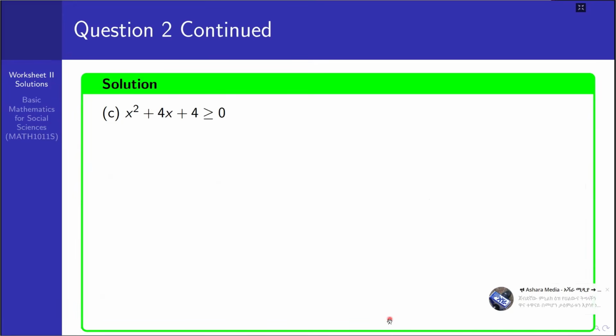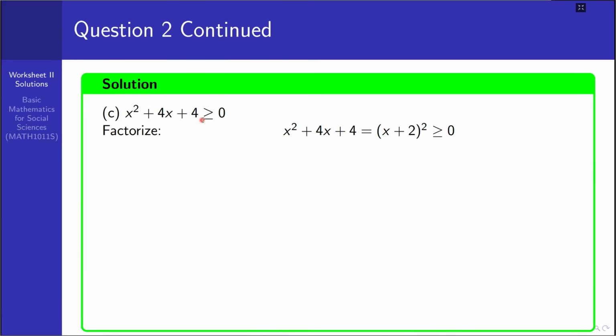Question number C: x squared plus 4x plus 4 greater than or equal to 0 is given. Therefore, the solution set of this quadratic inequality will be, I think it is a perfect trinomial. This one is a perfect trinomial, which is x squared plus 4x plus 4. So the factorized form of this expression could be (x plus 2) the whole square, which is greater than or equal to 0.